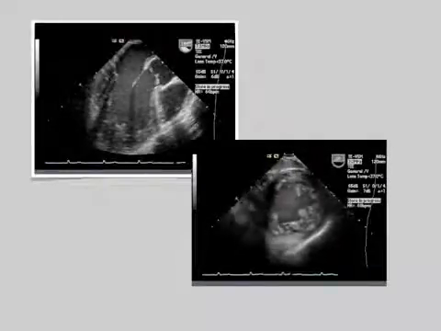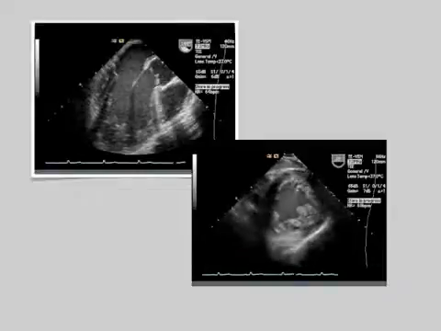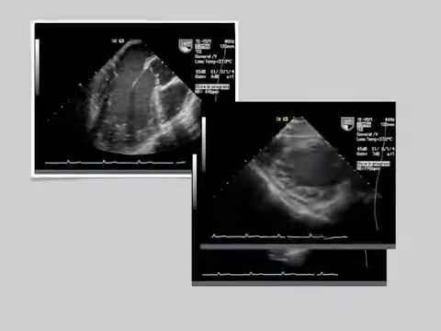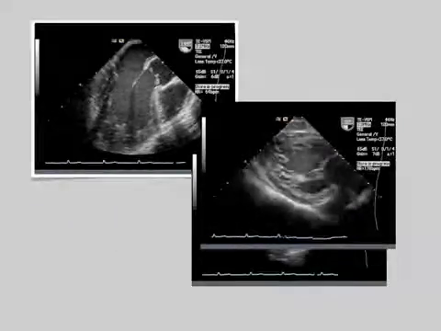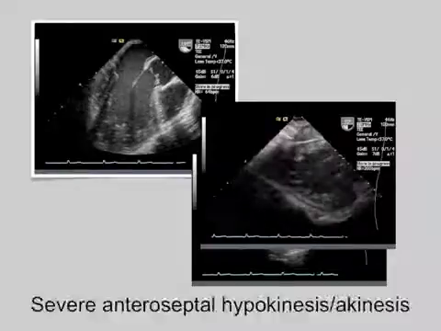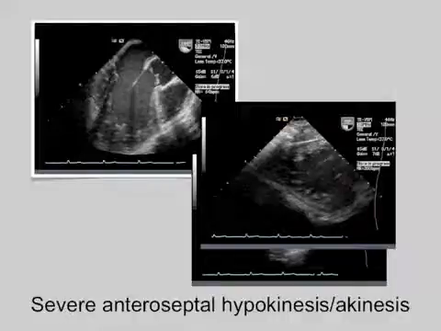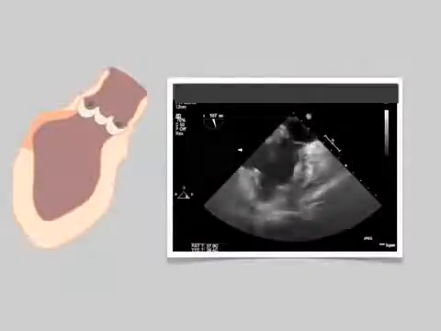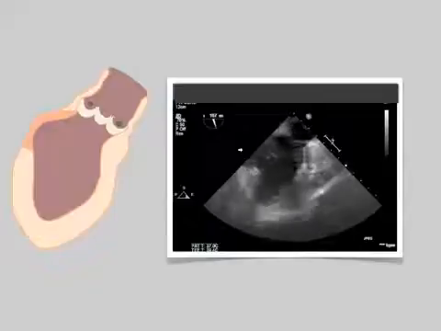Identify the wall motion abnormality. The anteroseptal wall in these images moves poorly at the base and not at all in the mid and apical regions. Can you identify the abnormality depicted in the schematic and echo image?